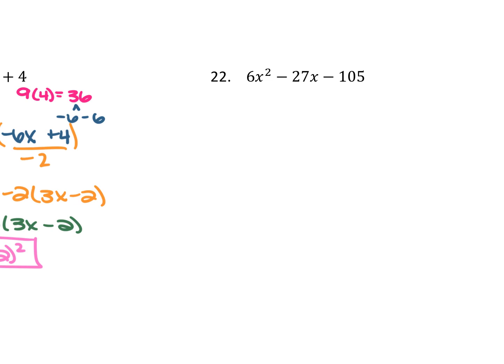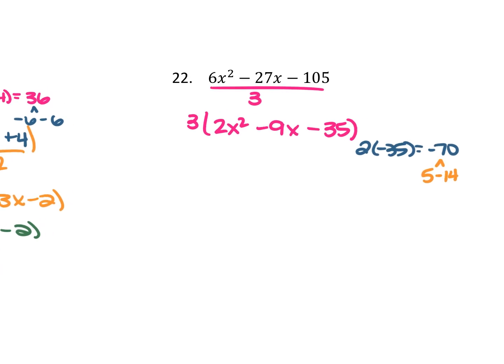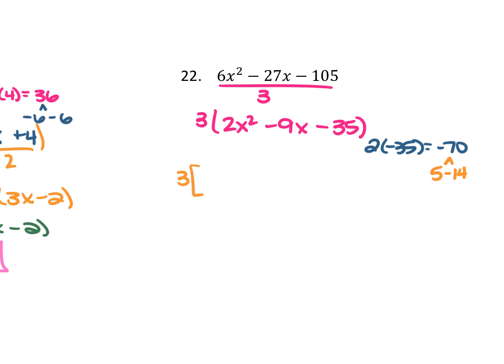For your last one, number 22, you have 6x squared minus 27x minus 105. Your greatest common factor here is 3, so we're going to factor that 3 out first. You're going to be left with 2x squared minus 9x minus 35. Your 2 and your negative 35 multiply to give you negative 70. Your factors of negative 70 that add up to be negative 9 are 5 and negative 14. So this gives you 3 times 2x squared plus 5x minus 14x minus 35.